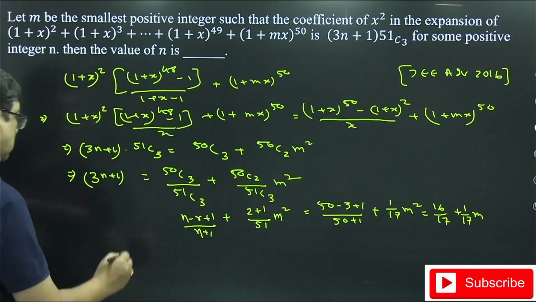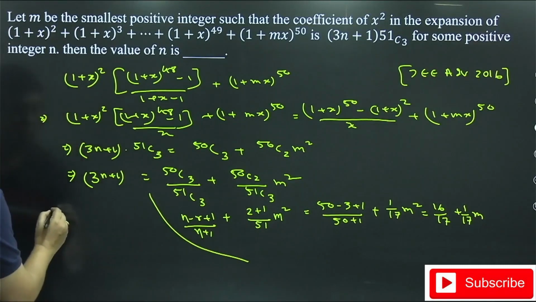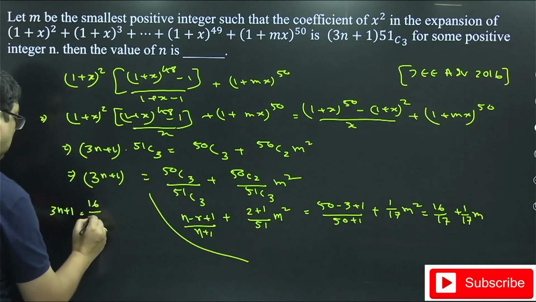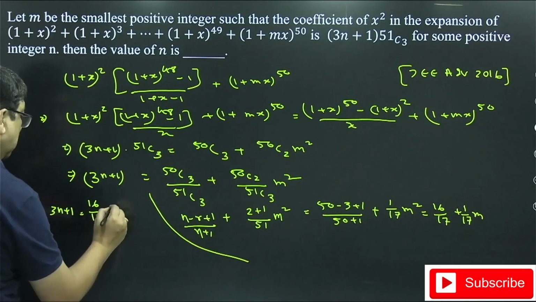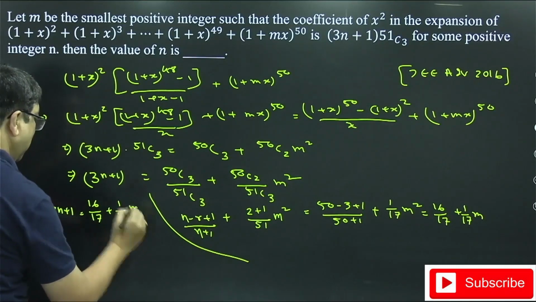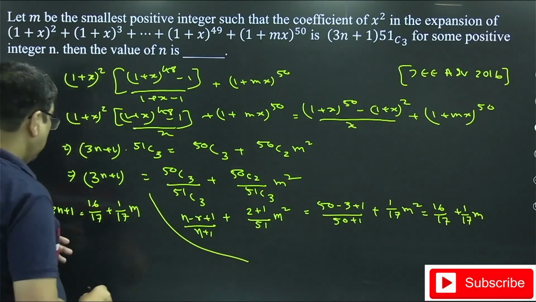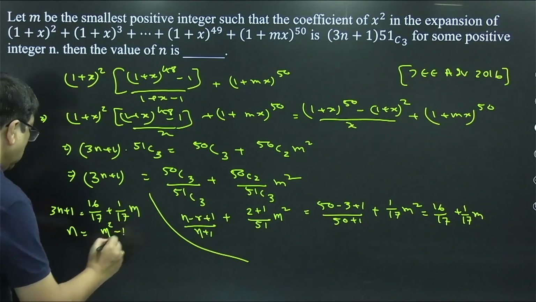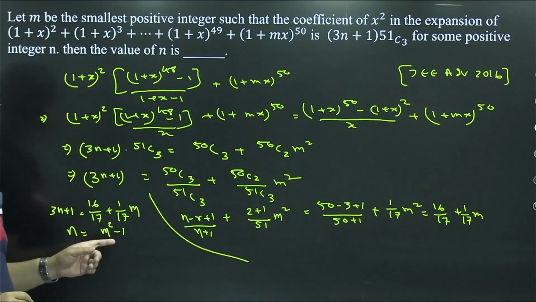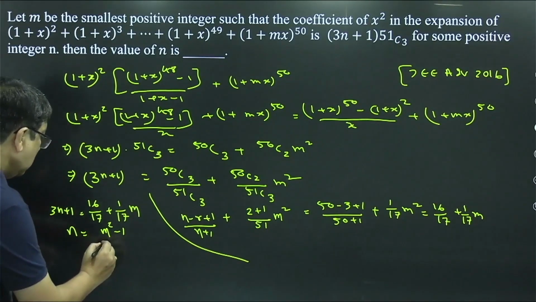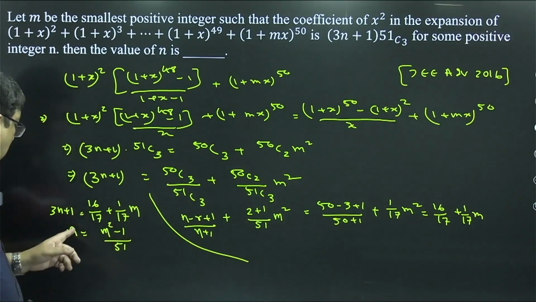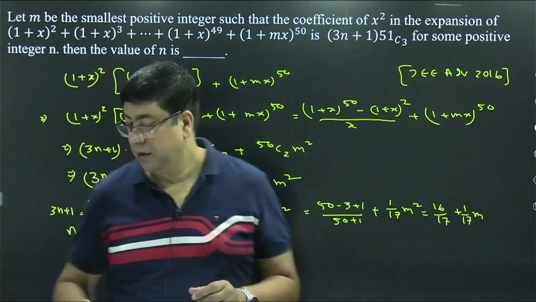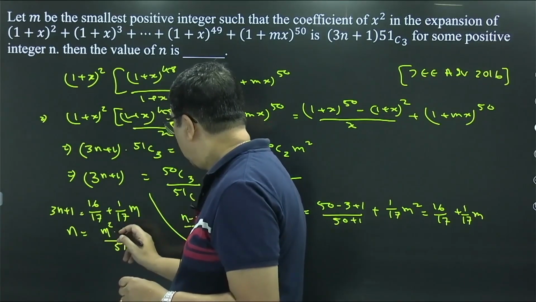Now according to the question we can write this as 3n plus 1 equal to 16 by 17 plus 1 by 17 m. So n equal to m square minus 1. If we divide by 3, if we calculate here, n equal to (m square minus 1) by 51. It means we need the least positive value of n for which m is there.